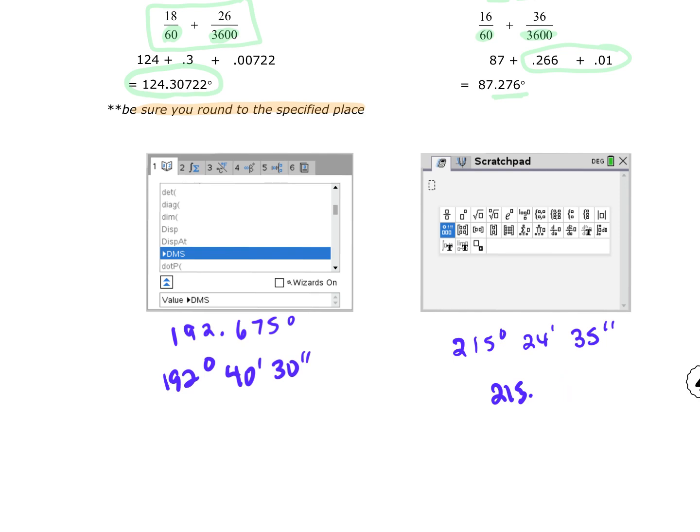I'm trying to write way too fast and I'm slipping all over the place. I'm not used to writing on this. It's been a while. All right, it looks like we just get 215.41. Or did it go farther than that?